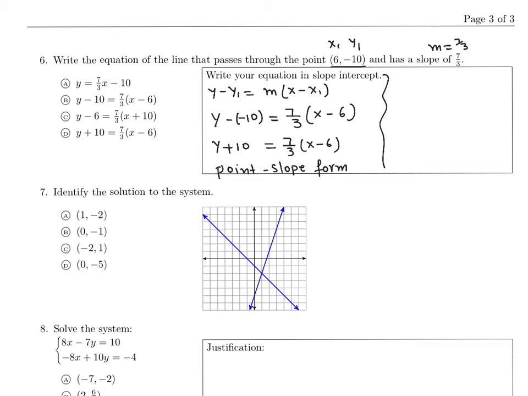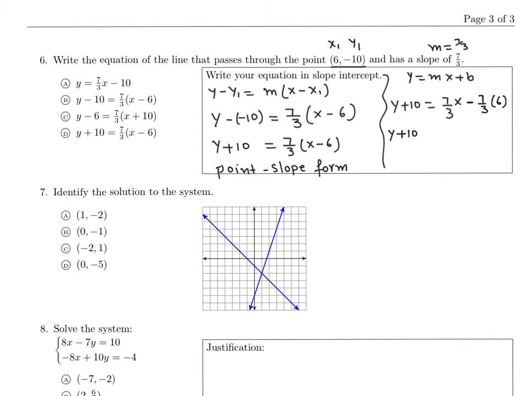And if you remember, the slope intercept form is y equals mx plus b. So we want to write the answer as y equals mx plus b. So we need to now solve for y. We're going to distribute the 7 over 3 inside: 7 over 3 times x minus 7 over 3 times 6.